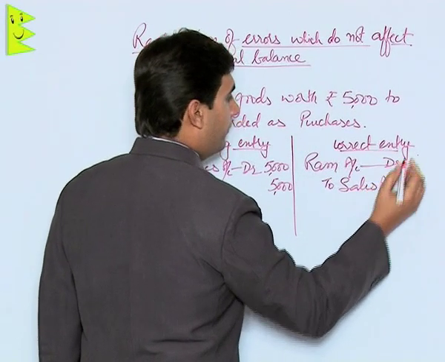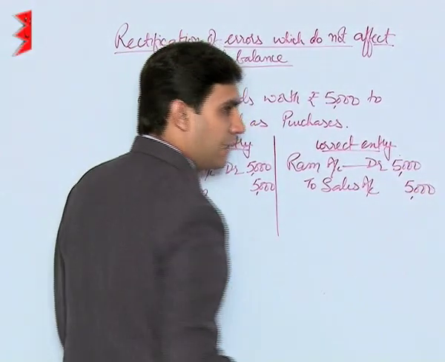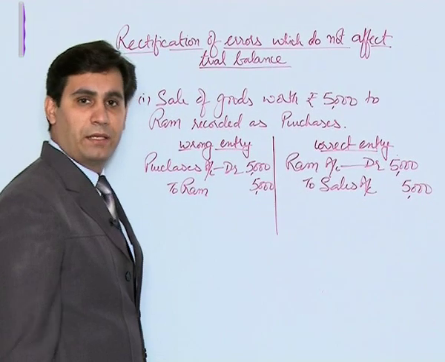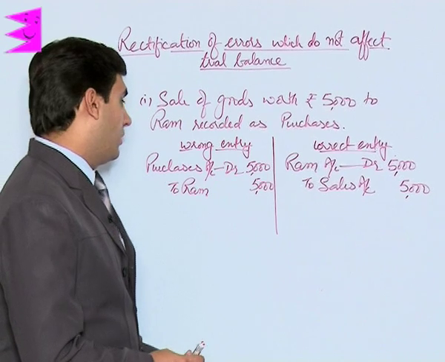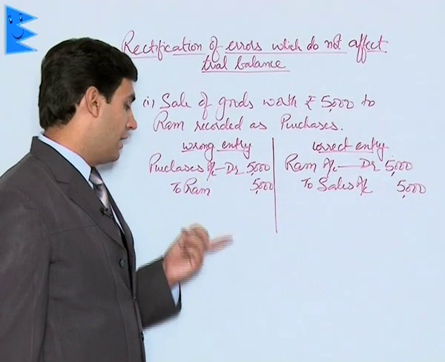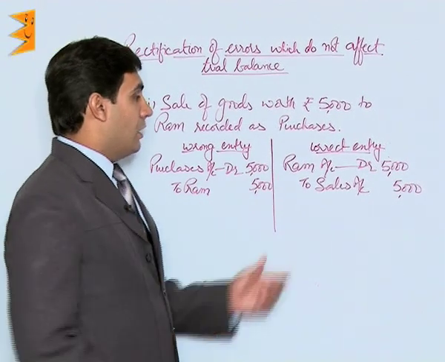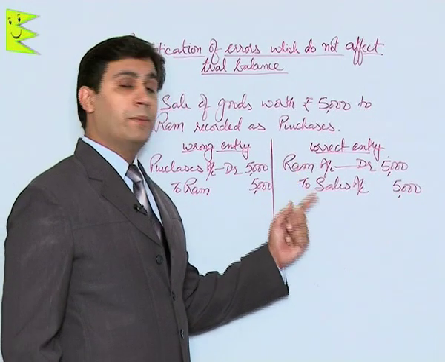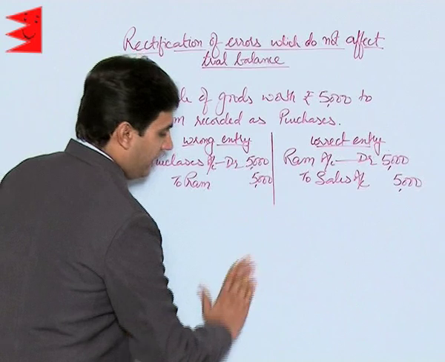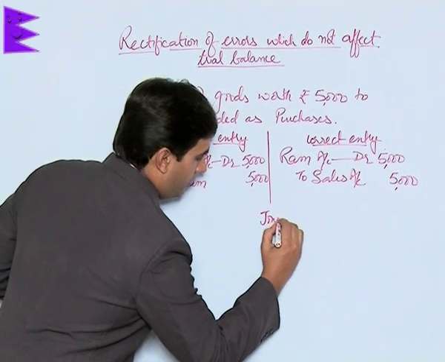Again students, remember that these entries have been done using the rules of debit and credit, that is personal, real and nominal accounts. All the rules have been applied in the same manner. Now students, what we have done is, we have wrongly debited purchases account and credited Ram's account, whereas it should have been Ram's account debited to sales account. So what is the rectifying entry? I'll prepare a journal for that.